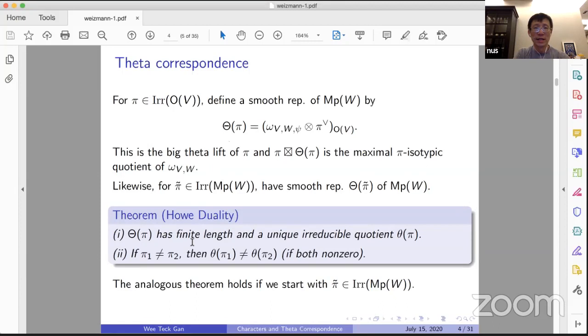The first basic result is the so-called Howe duality principle: this big theta lift, theta of pi, is a finite length representation. Of course, it could be zero, but if it is non-zero, it is finite length, and it has a unique irreducible quotient, which I denote by small theta of pi. Moreover, if you take two different representations pi 1 and pi 2, then their small theta lifts are distinct if they are non-zero. We have the analogous theorem if we reverse the roles of Mp and O. If we start with a pi tilde, we have an analogous theorem.